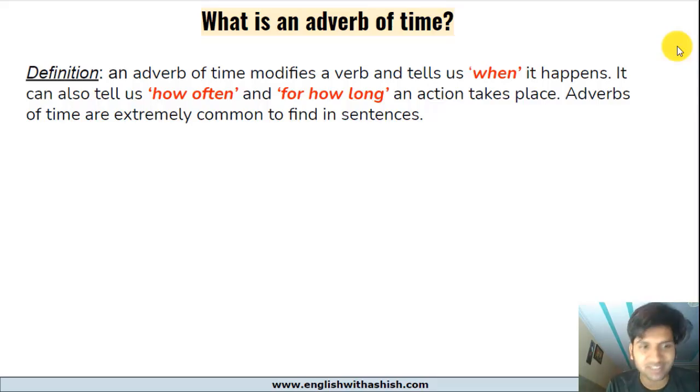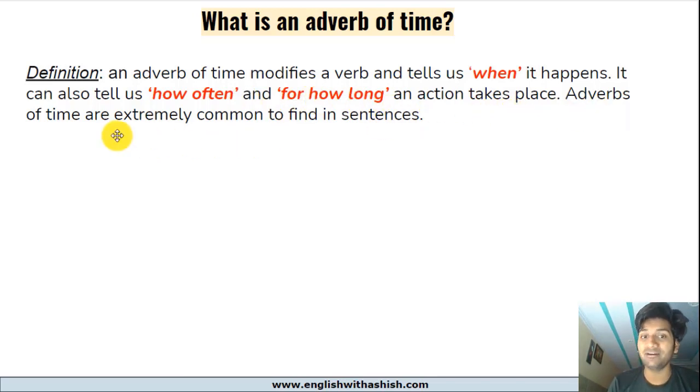Alright everybody, the very first thing we'll do is understand what exactly an adverb of time is. Here's the definition. An adverb of time modifies a verb and tells us when it happens. It gives information about the verb, and it tells us when the action happens. It can also tell us how often and for how long an action takes place.